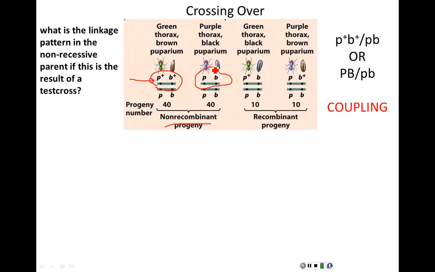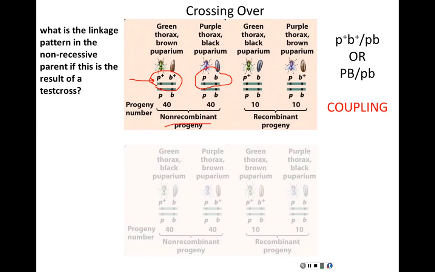Incidentally, we refer to this, and we will refer to this commonly in class, as a coupled configuration. Alleles are said to be coupled when the two dominants are on the same chromosome, as we see here, or the two recessives are on the same chromosome.